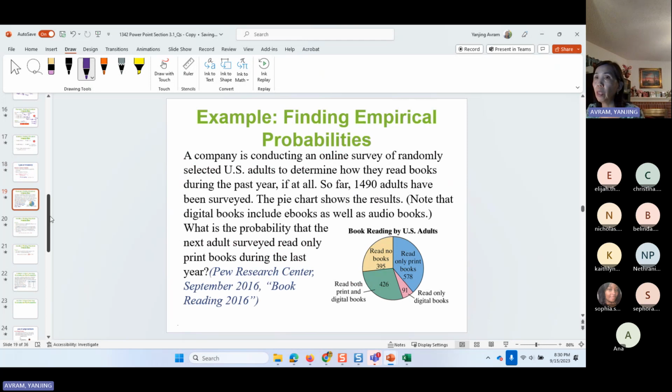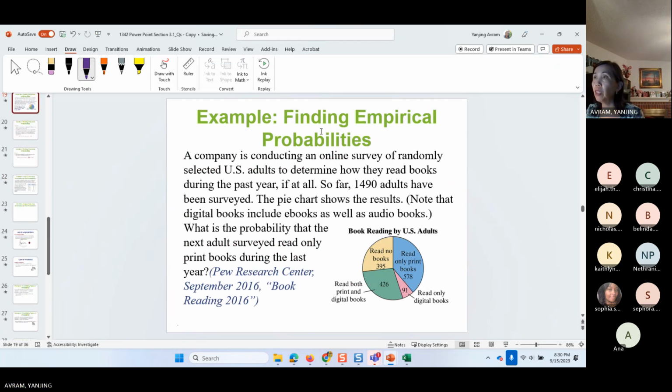So look at this one right here. One thing, the empirical probability, right? This one is a book reading by US adults. Determine how they read books during the past year. Okay, so 1,490 adults have been surveyed. So that's the total, so this is our sample space. 1,490 is the total being surveyed, so that's the sample space.